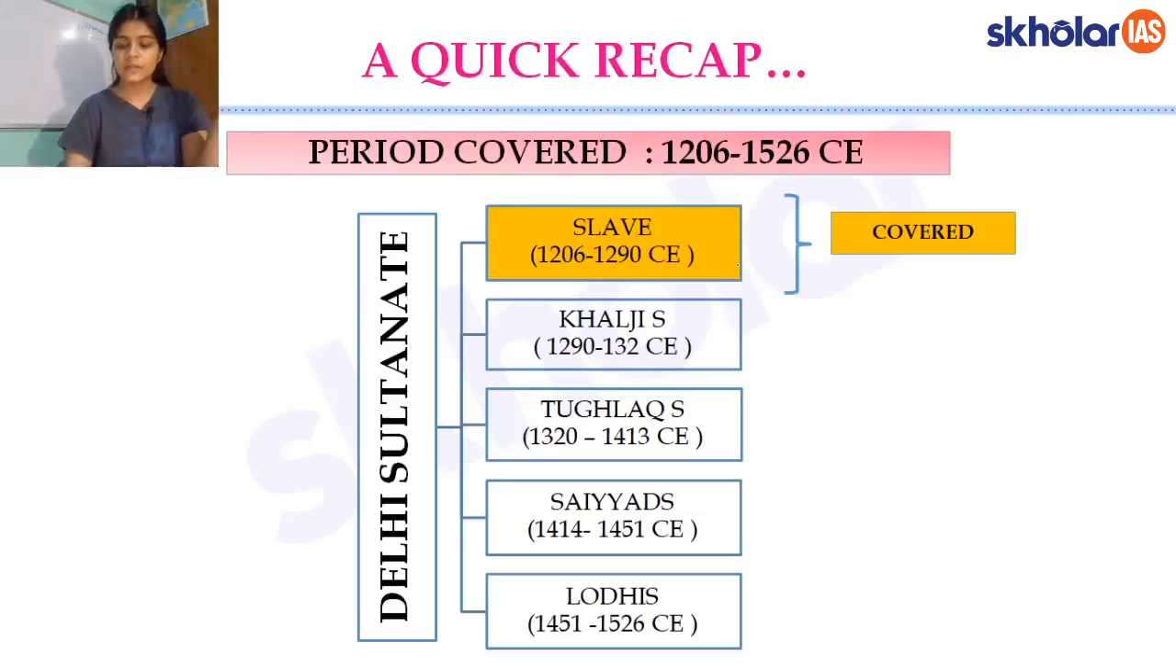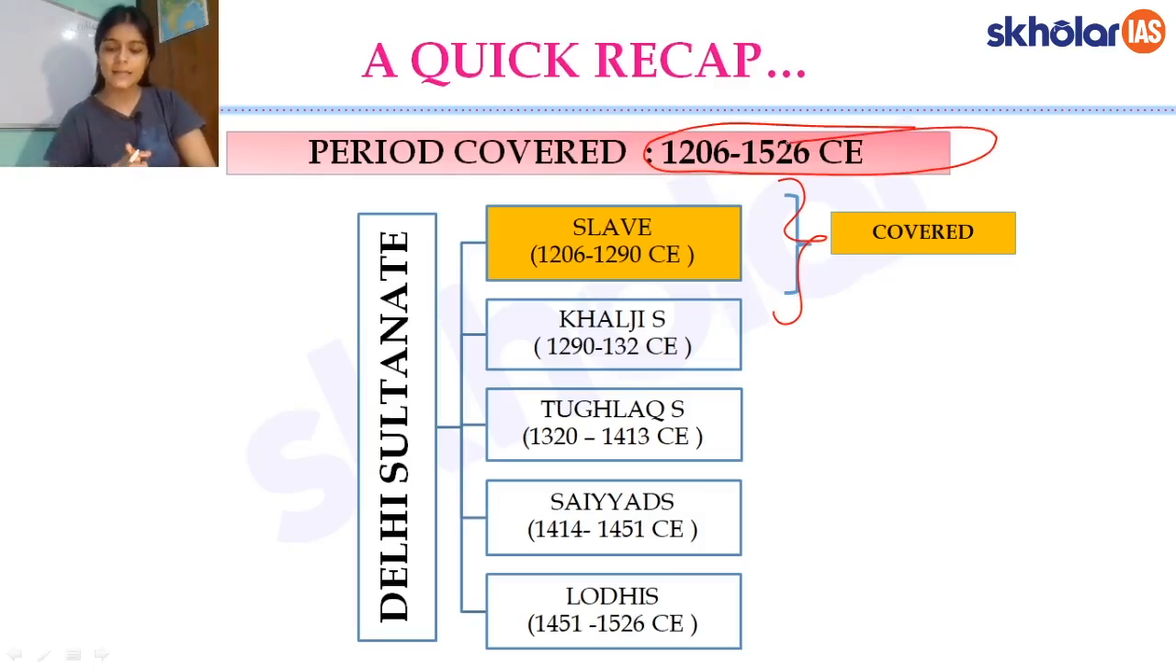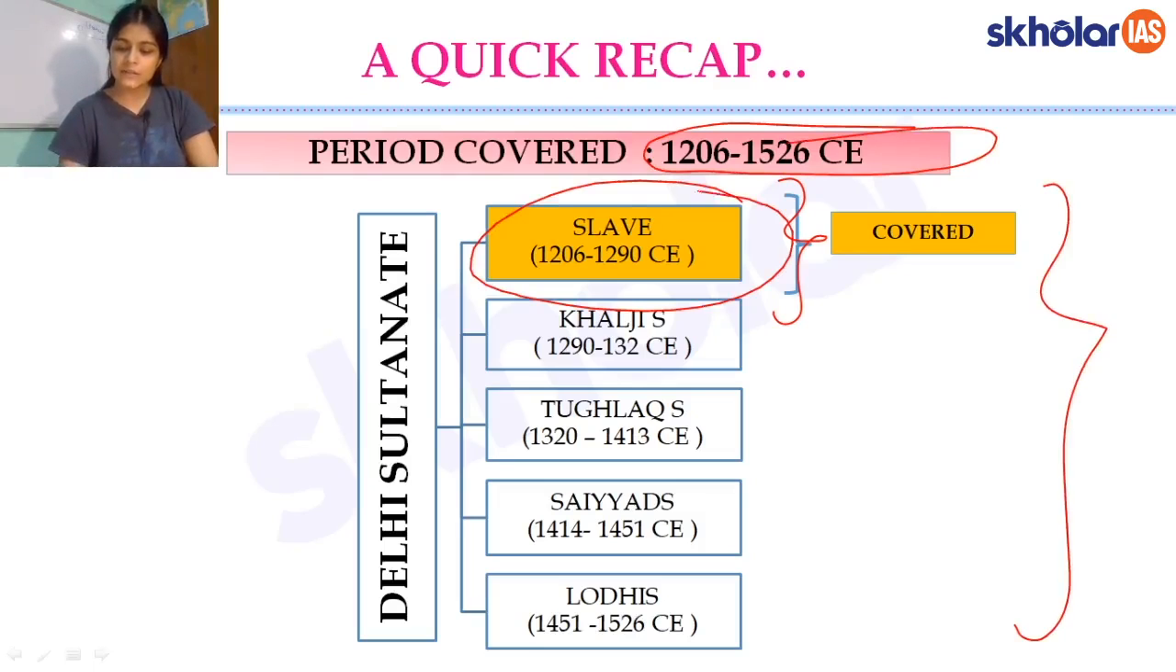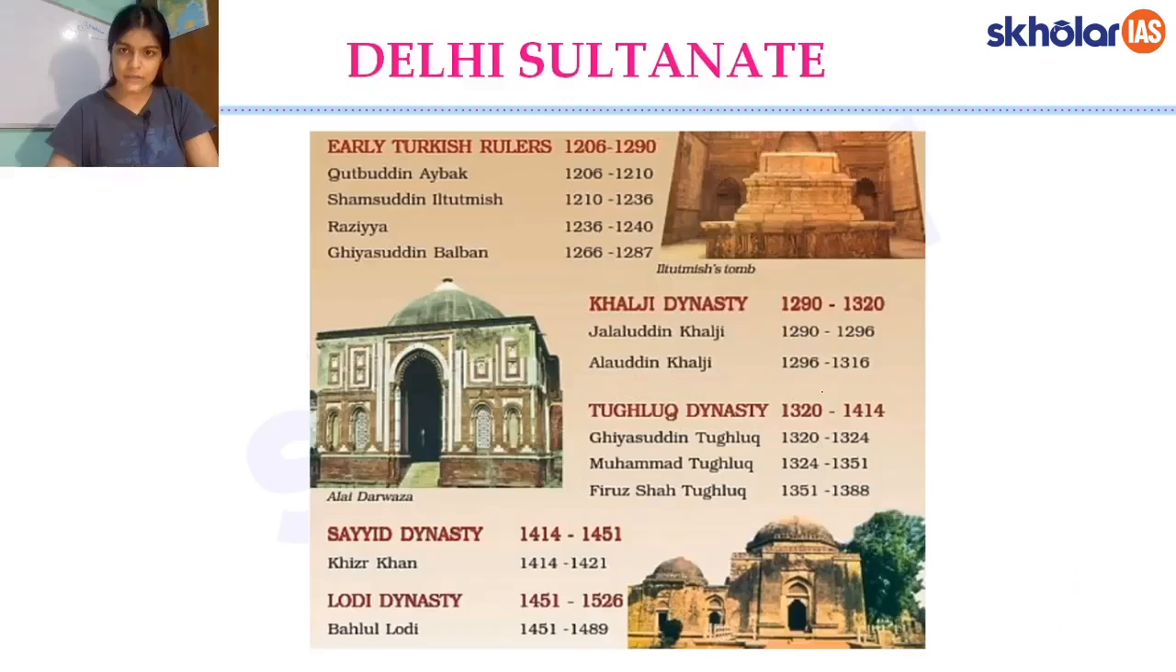Essentially, we've covered the slave dynasty. We had learned the foundation of the Delhi Sultanate and we understood that the period that spans the Delhi Sultanate is 1206 to 1526, and there are these 5 dynasties which are to be covered. First is your slave dynasty, and we have covered the slave dynasty already, and today we are going to start with the Khilji dynasty. In the slave dynasty we discussed these rulers in detail: Aybak, the founder of the Sultanate, then Iltutmish, Razia and Balban.